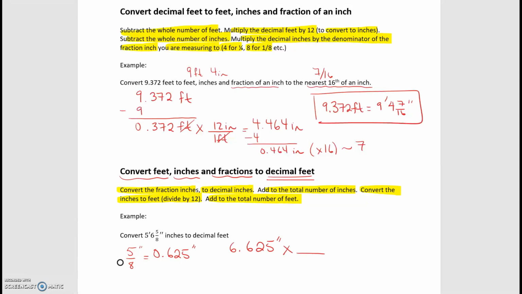So times, remember 12 inches is your foot. Your inch units can cancel out. But what you're doing is you're taking this 6.625 and dividing by 12. Okay, so the calculator gives us 0.552083 repeating feet. We're going to add on to the whole number of feet that we had in the original question. So that gives us an answer of 5. Let's round to 2 decimal places, 5.55 feet as a final answer.